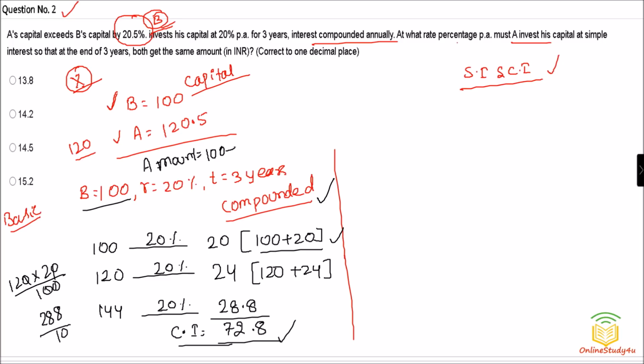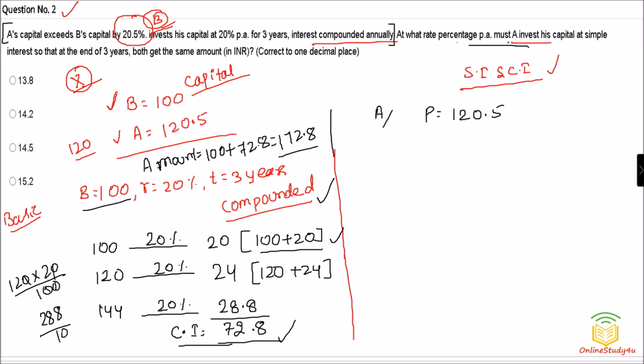Principal is 100 plus interest is 72.8. That means 172.8. This part is done. Till here we are done. Now, at what percentage per annum must A invest? So for A, capital is nothing but principal. Principal is nothing but 120.5.